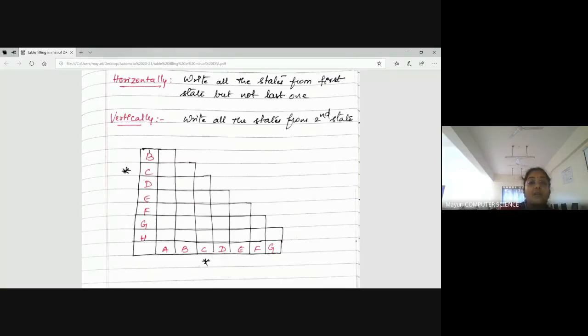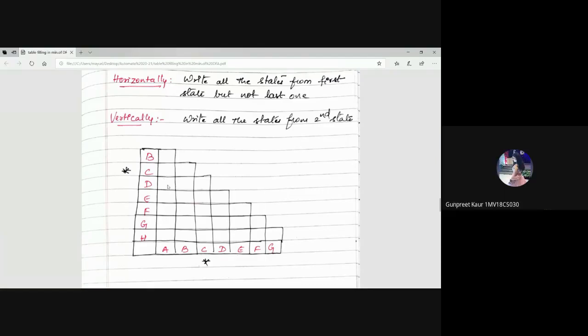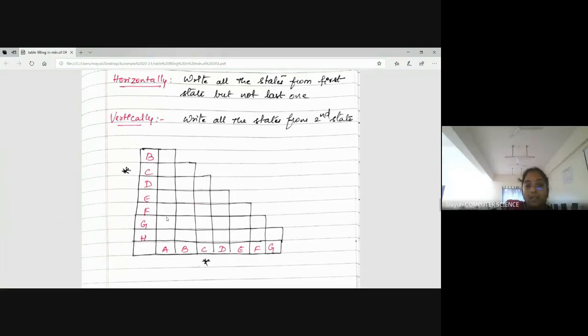And mark the final state according to the problem. The final state according to the problem is C, so make a star over there. Now, how can you distinguish between the pair of states? What does this cell tell you? It tells about the pair of states AB. Always read the name from horizontal to vertical, not BA, it is AB. What is this pair? AC. This is AC. AD, AE, AF.